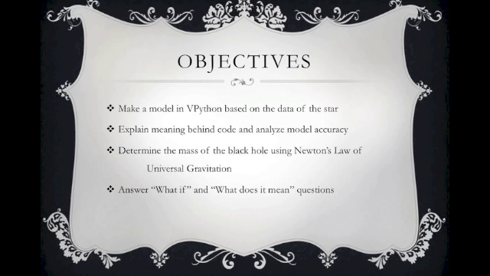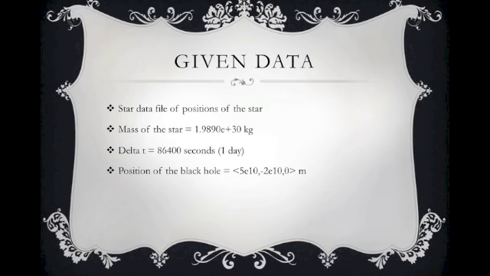know, is orbiting a black hole with a known location and unknown mass. Our objectives are to make a model in VPython based on the data of the star, to explain meaning behind code and analyze model accuracy, to determine the mass of the black hole using Newton's law of universal gravitation, and answer what if and what does it mean questions.